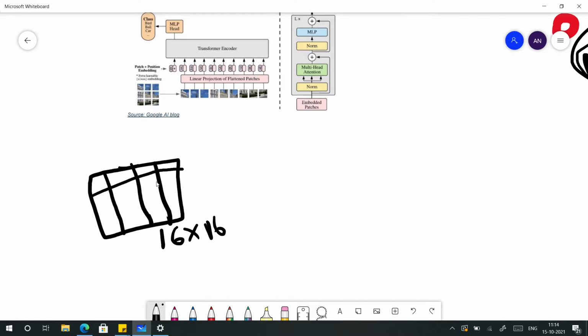If this is the 16x16 image, let's say maybe this is one patch, this is another patch, this is one more patch. Let me change the color. This is one patch, maybe this one's another patch, and this one's some other patch. So the image will be divided into such patches and will be fed to the same transformer encoder. That is what is explained here.